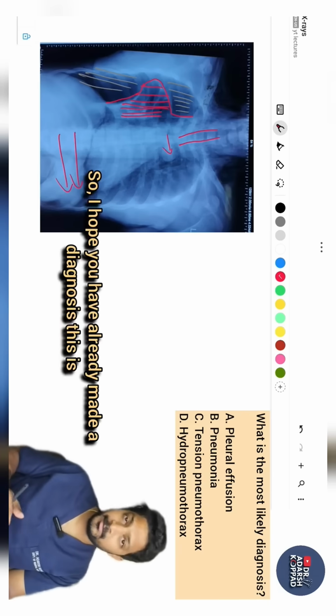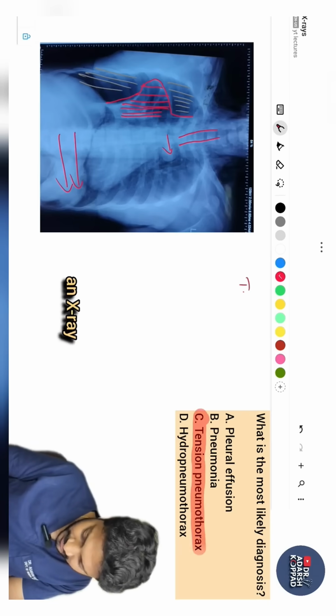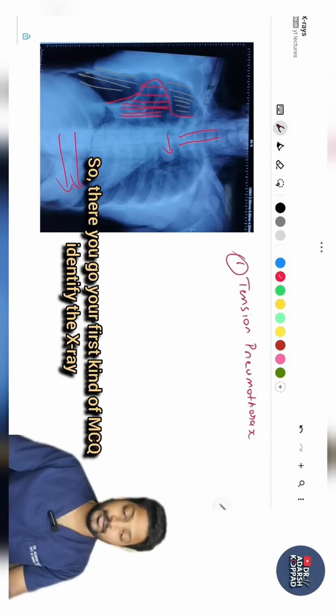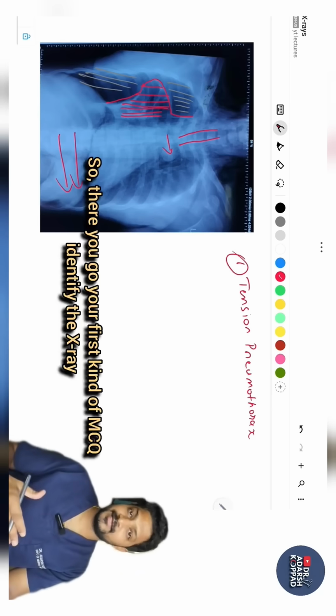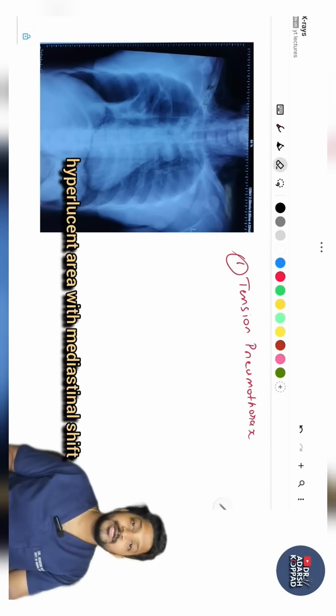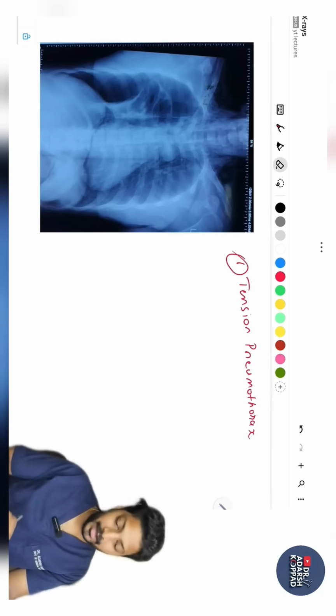So I hope you have already made a diagnosis. This is an X-ray of tension pneumothorax. So there you go, your first kind of MCQ. Identify the X-ray. So here you saw hypolucent area with mediastinal shift and tracheal deviation.